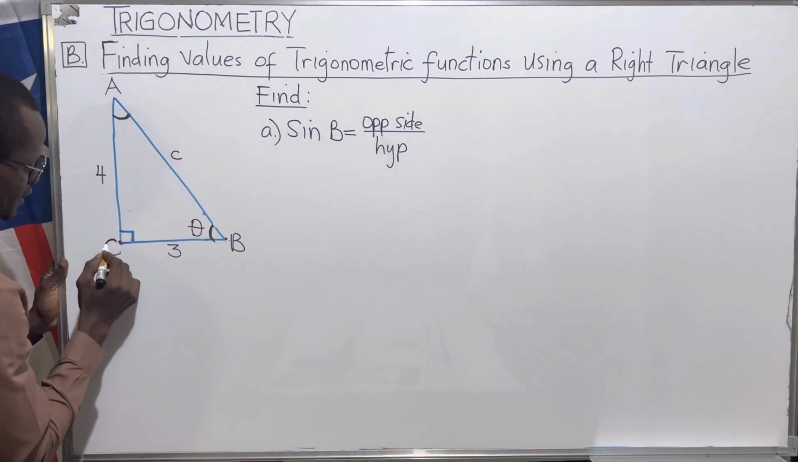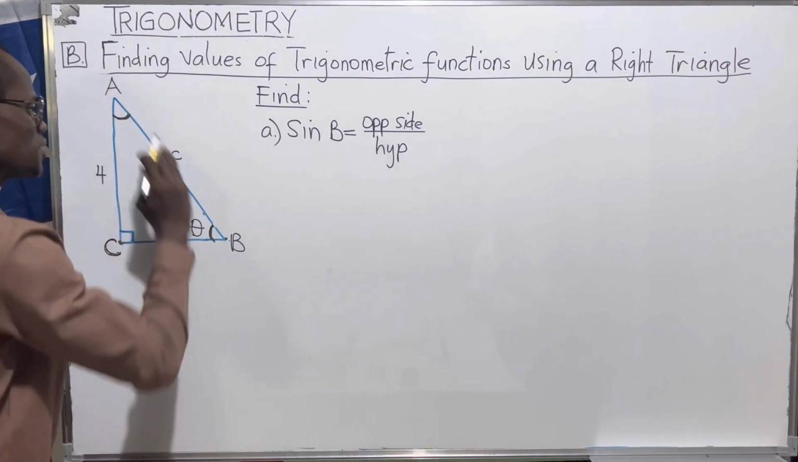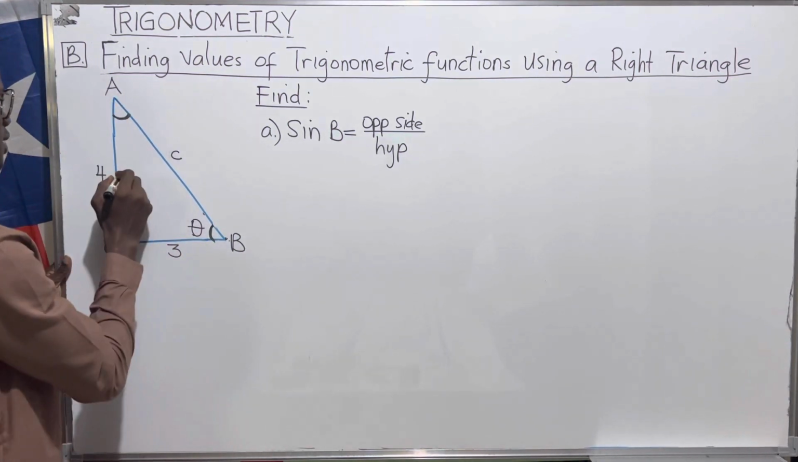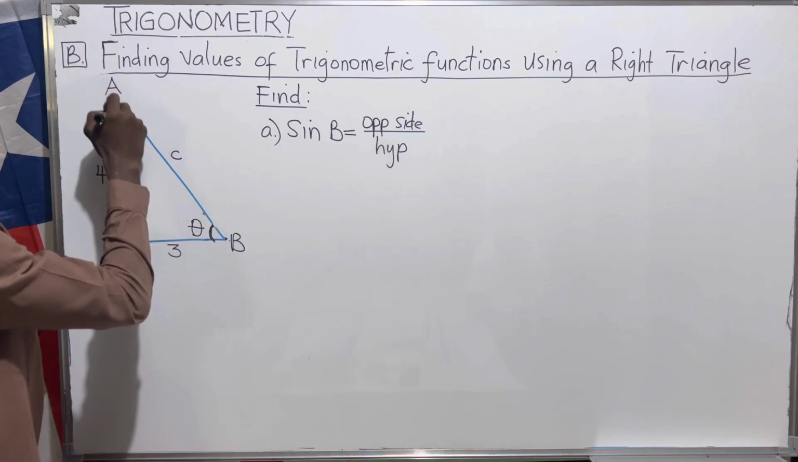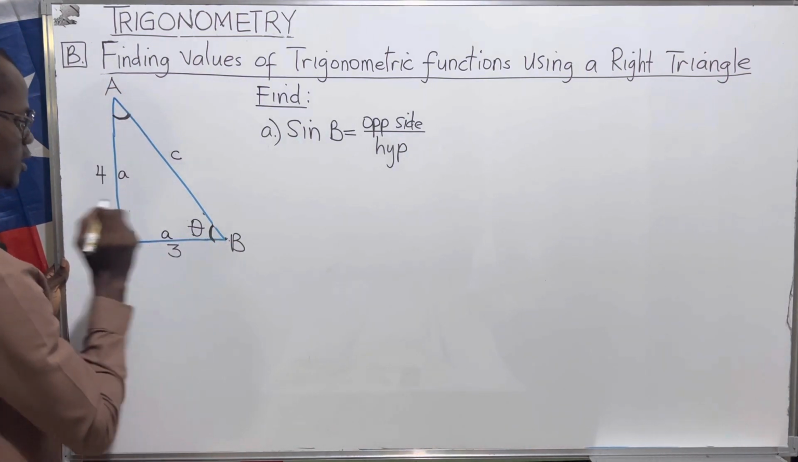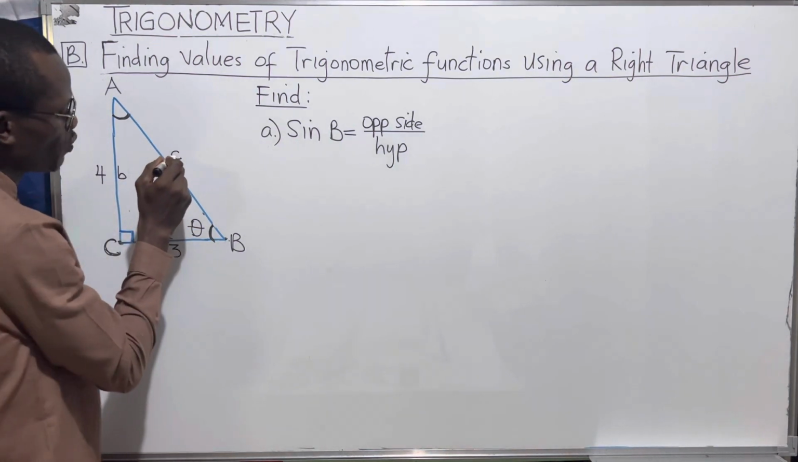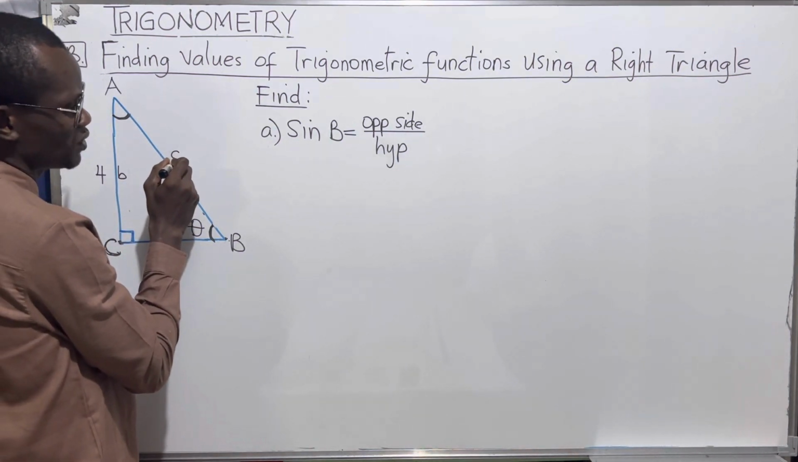So if there is capital C, let the side opposite capital C be some small c. If this is capital B, let the side be small b. And if this is capital A, let the side be small a. So this is B. Now, how can we find this value? Because we need the hypotenuse.